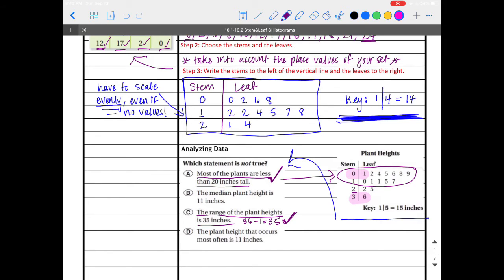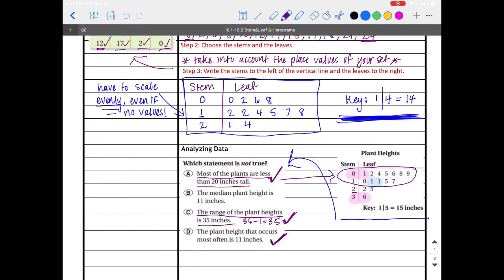The plant height that occurs most often is 11 inches. So remember, most often is our mode. So in this case, if we see it occur more than its peers, then it would be most often. So I'm going to get a different color highlighter this time, and let's look. In that first row, all of those numbers just occur once. In that second row, I see 1 and 2 ones. In that third row, I just see 1, 2, 1, 5. And in that fourth row, I just see 1, 6. So that's right. It looks like 11 is the only value that occurs 2 times. So it definitely is the mode. So that is true as well.